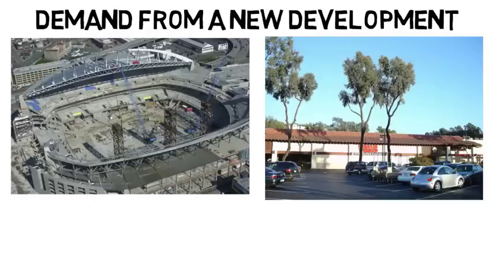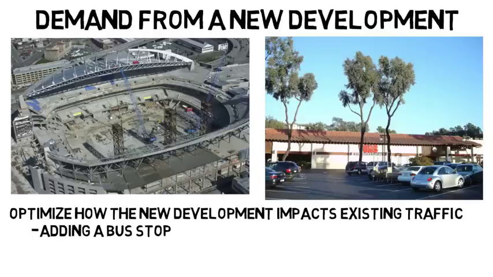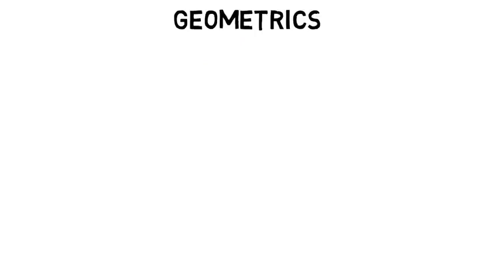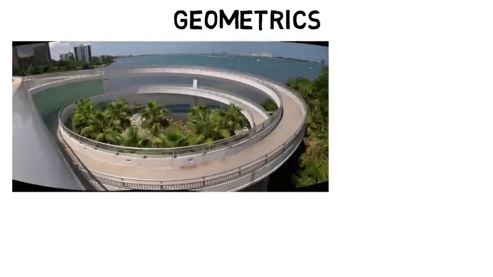The engineers would try to optimize how the new development impacts existing traffic. They would look at data from other similar places to see what kind of traffic they get, then try to make improvements where possible. It could be simple, like adding a bus stop in the nearby area, all the way to expanding the roadway to allow for more traffic. They could work on the geometrics of the roadway, such as what radius of curvature does an off-ramp have to be for a car going 55 miles per hour so the tires won't slip.